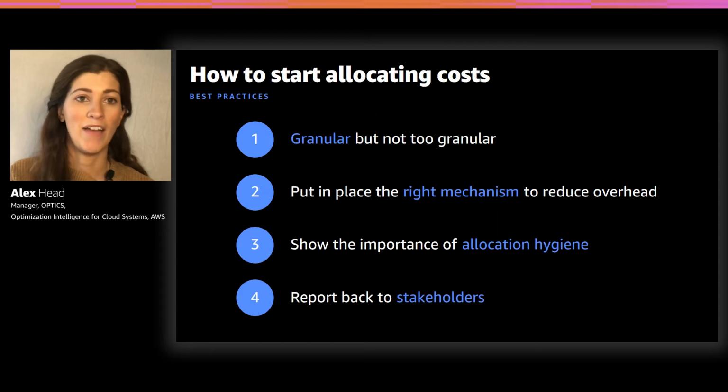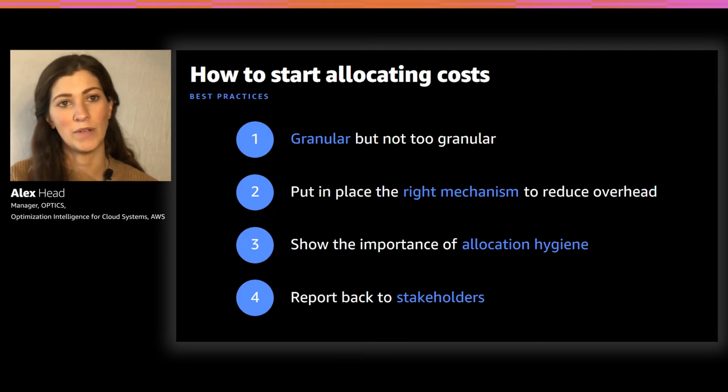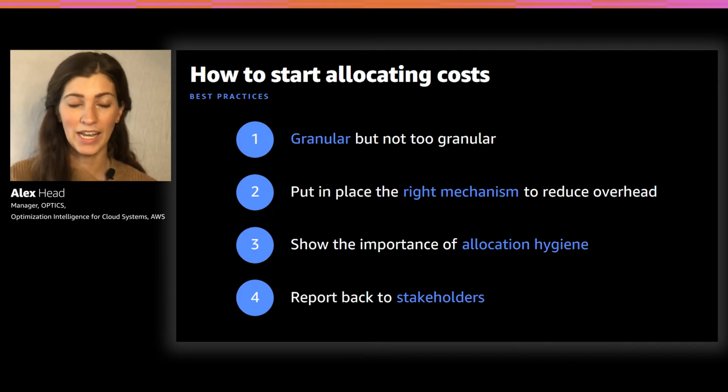Show the importance of allocation hygiene. Show that you reward teams being hygienic and teams following these policies. Make sure that you don't just call out who didn't do it, but you call out who is doing it to reward that. And report back to stakeholders. If you're going to go through putting in all these mechanisms and making sure things stay consistent, make sure you're using that data and that information to report back to your stakeholders.